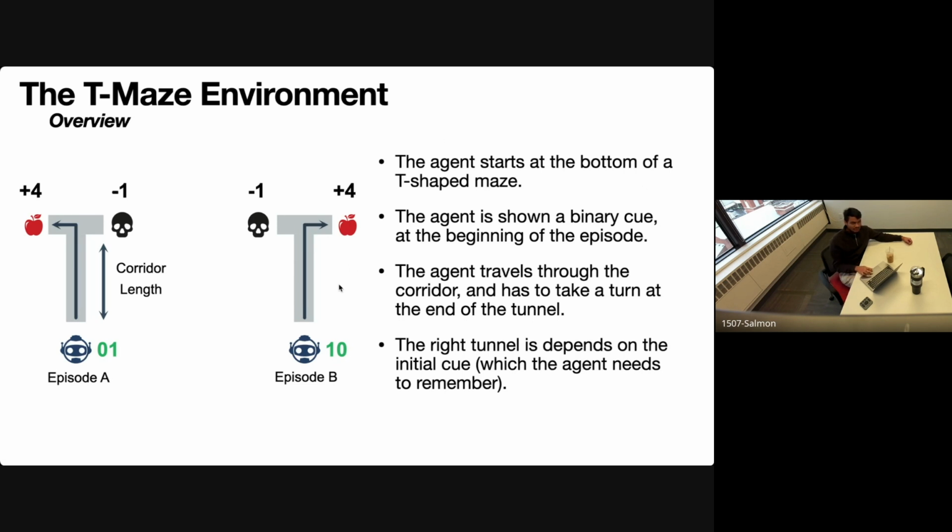So, for instance, I have two examples here. In the first episode, the agent is shown this Q signal 0, 1, which means the reward is in the left turn at the end of the intersection. In the other example, the agent is shown an initial Q signal of 1, 0, which says that the reward is on the right turn at the end of the intersection. The Q signal is only shown at the beginning of the episode, and the agent does not see it ever again. It has to remember this Q signal in order to take the correct turn at the end of the intersection.